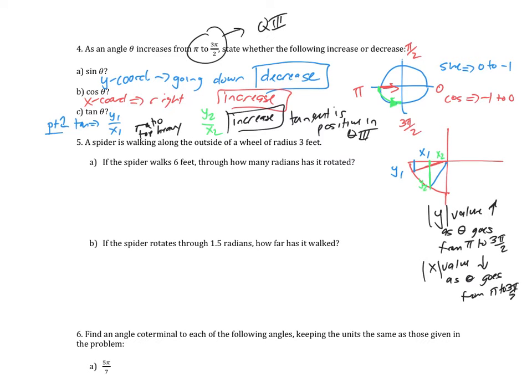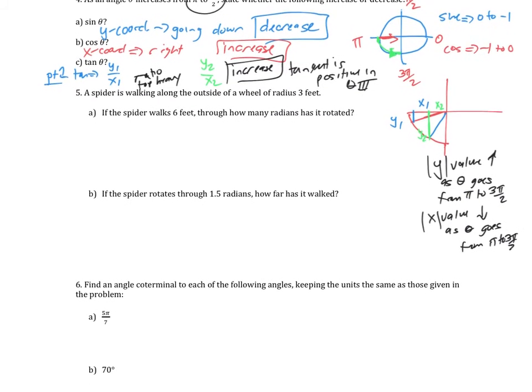All right, let's take a look at problem number 5. A spider is walking along the outside of a wheel of radius 3.